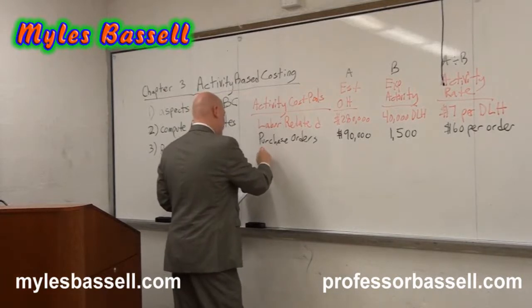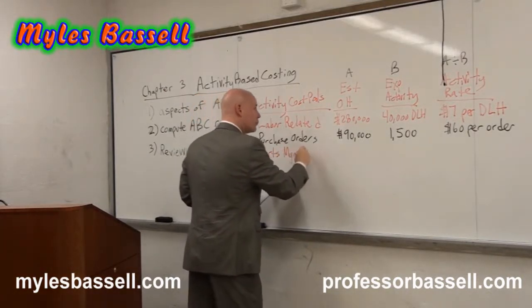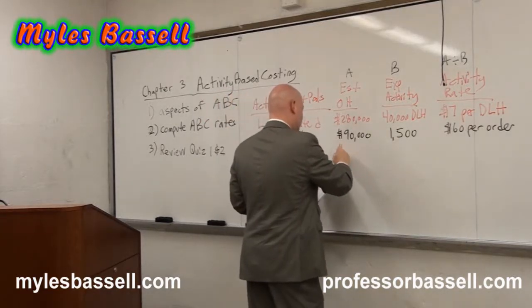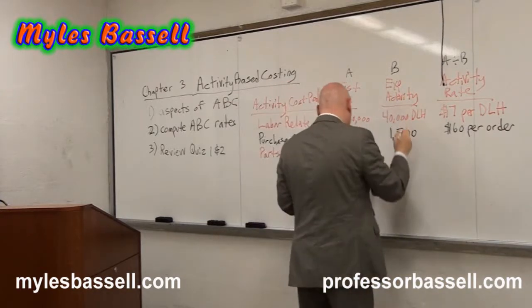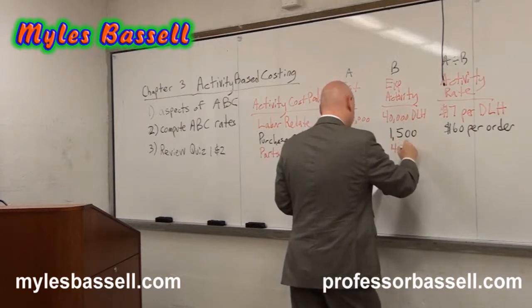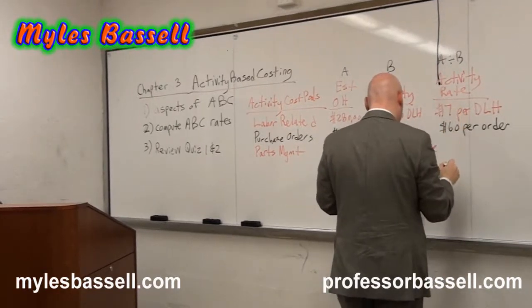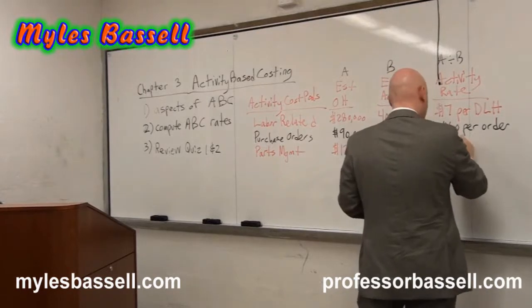Parts management. Estimated overhead? $120,000. And the expected activity? And that's going to give us an activity rate of $200.